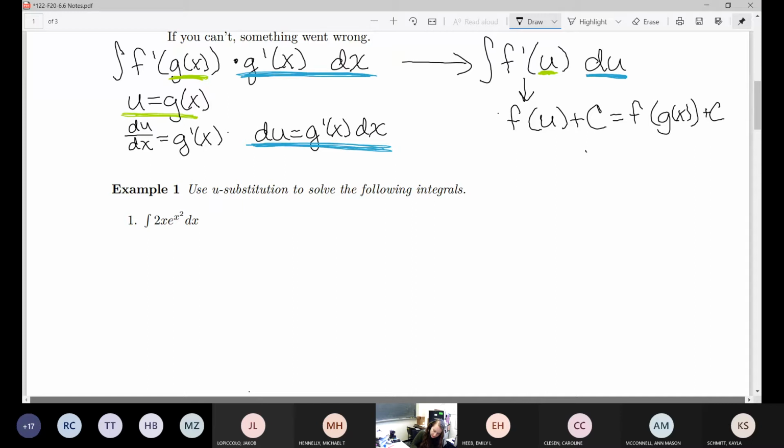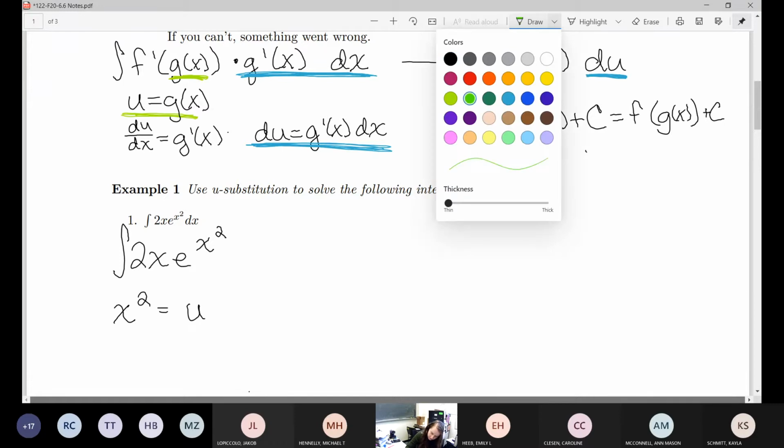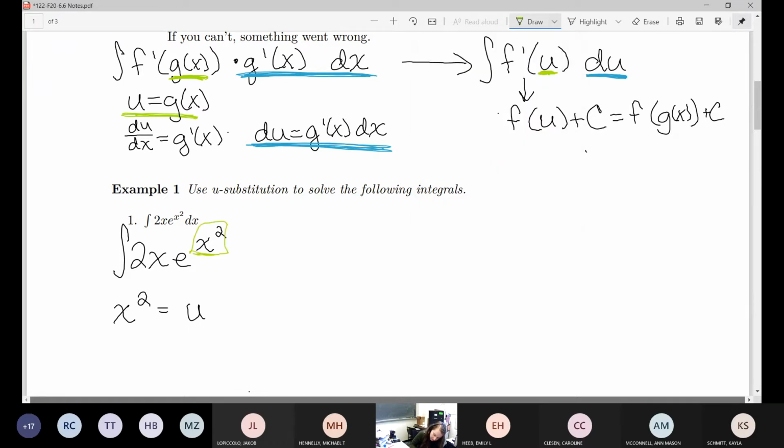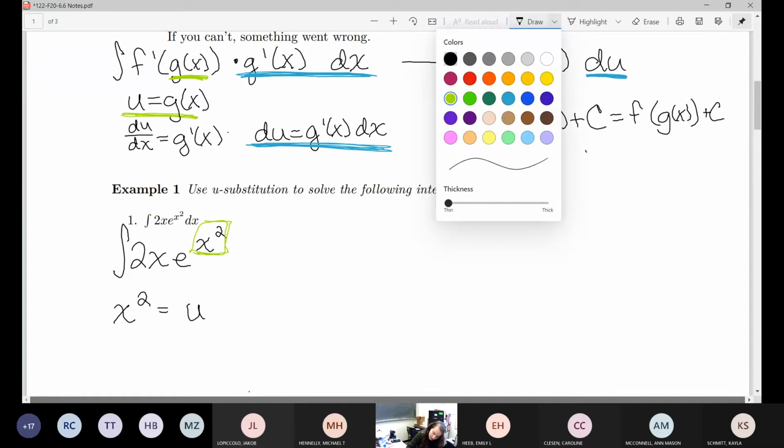Let me rewrite this a bit larger so that I can start color coding things. So we're going to let u be x squared. That's going to be this piece here. And we're going to take its derivative.